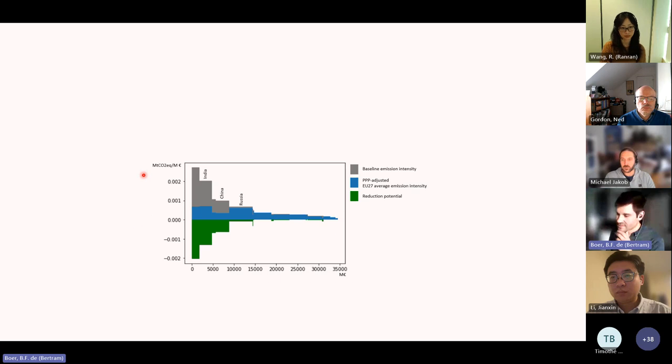On the y-axis, you see the emission intensity. This is the amount of greenhouse gases per million euro. And then this is the amount of imports that we have. This gray bar is how much we're currently importing from India, so the greenhouse gases. If India were to adopt the emission intensity of the EU, like the average, then it would drop down to this. The difference between these two bars is shown in green here. This would be the greenhouse gas reduction potential for India, for iron and steel coming out of India. Does that make sense? Does it answer your question? Yes. Okay. Thank you.